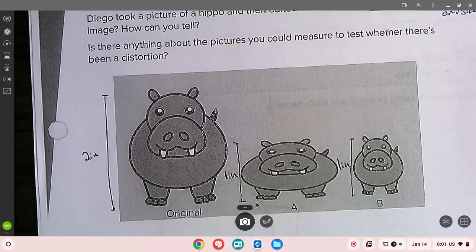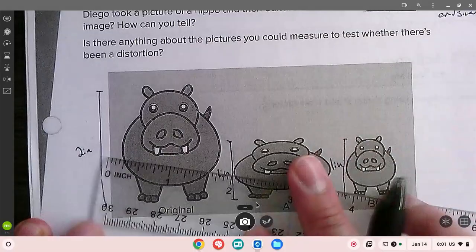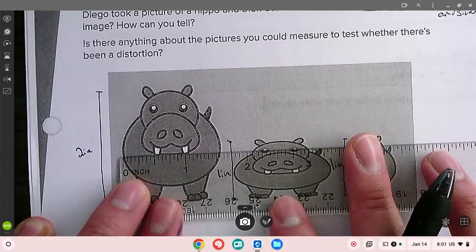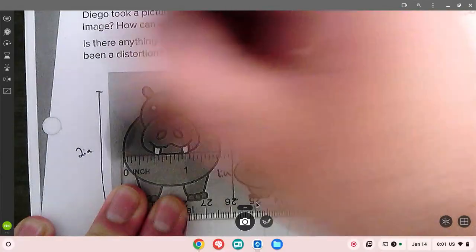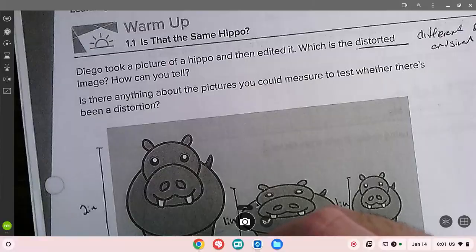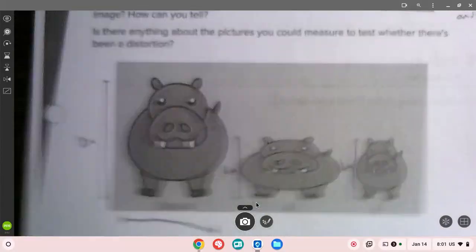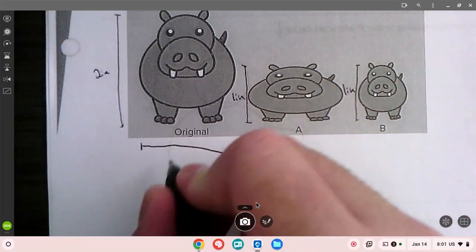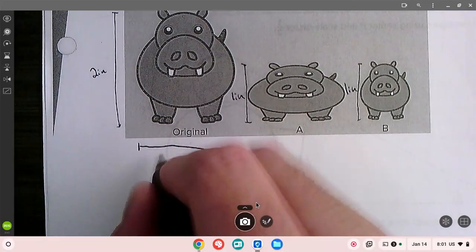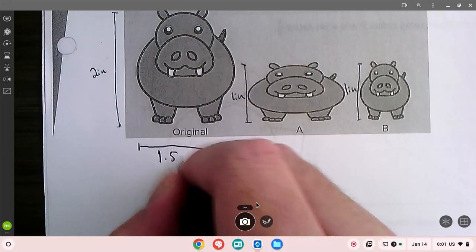What's another way? We can measure the width, side to side, and then do height times width. I'm going to do the left side of the belly, touching the teeth, to the right side. This is about 1.5 inches. Oop, that's not a good line, my fault. Length times width equals what? The area. Yes, so this is 1.5 inches.